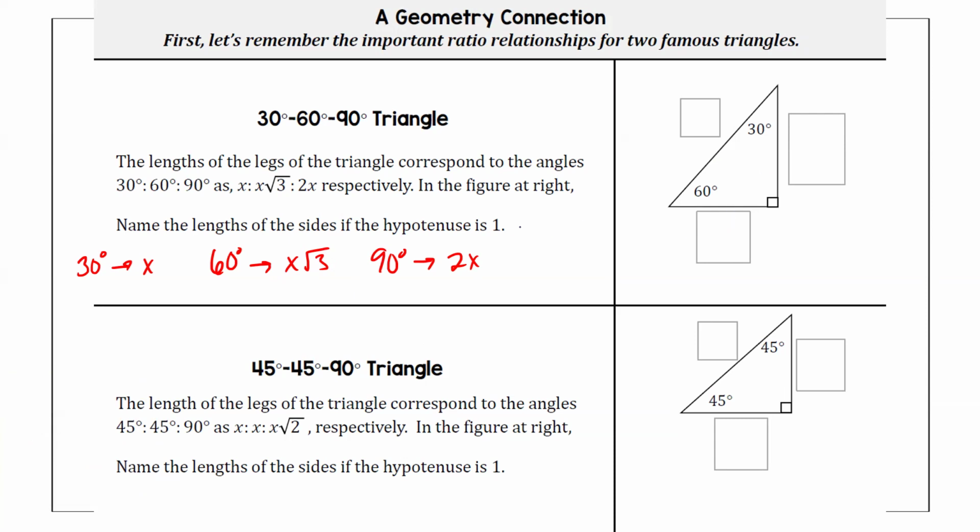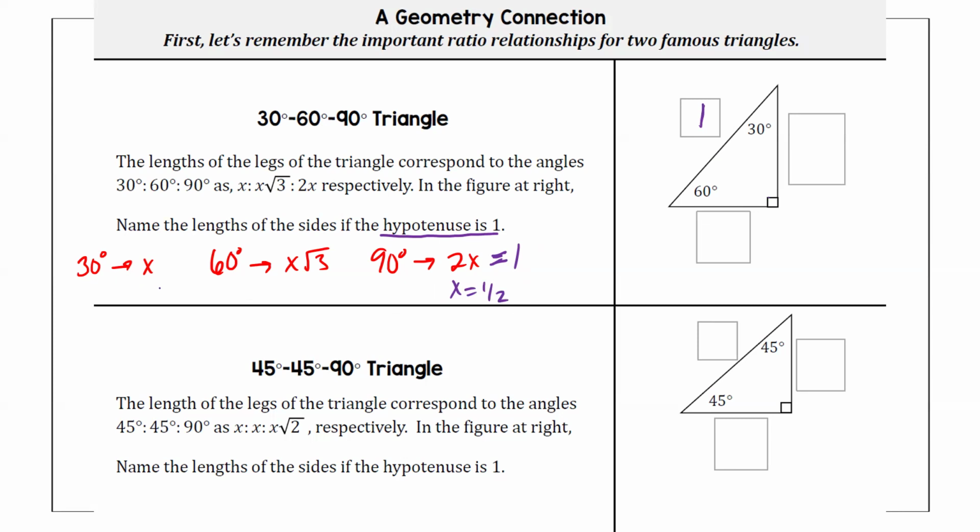Does that make sense? All right, so this triangle, we know that it has a hypotenuse of 1, right? It says the hypotenuse is 1. The hypotenuse is across from what angle? 90. So we know that across from 90, that ratio is 2x. And it says that our hypotenuse is 1. So we know that 2x equals 1. Can we establish what x is for this problem? Yes. What is x? 0.5, 1/2. So we know that x equals 1/2.